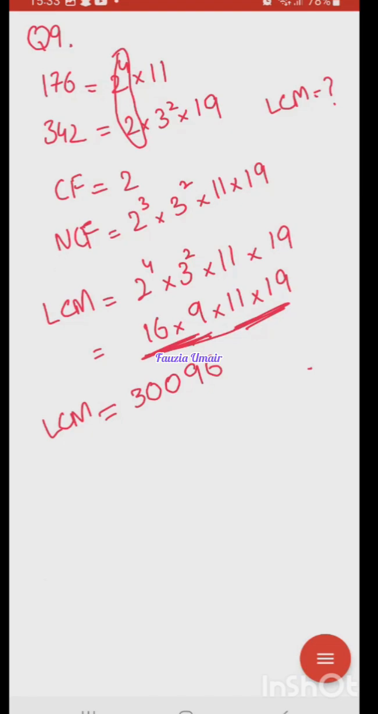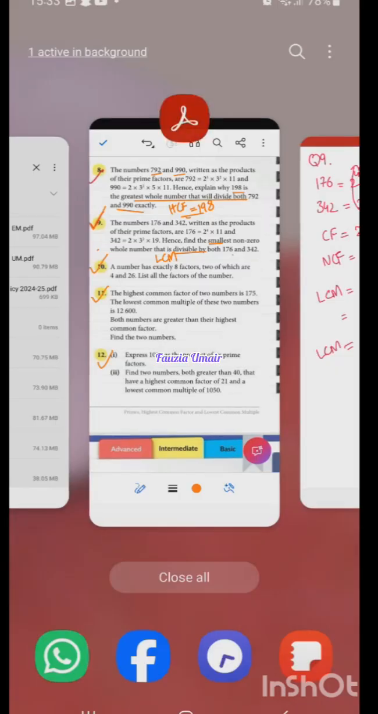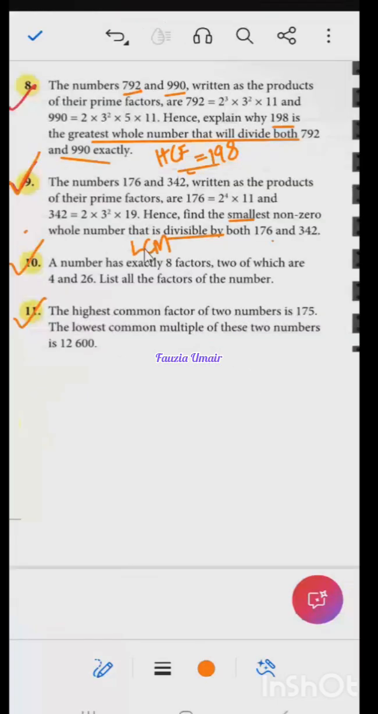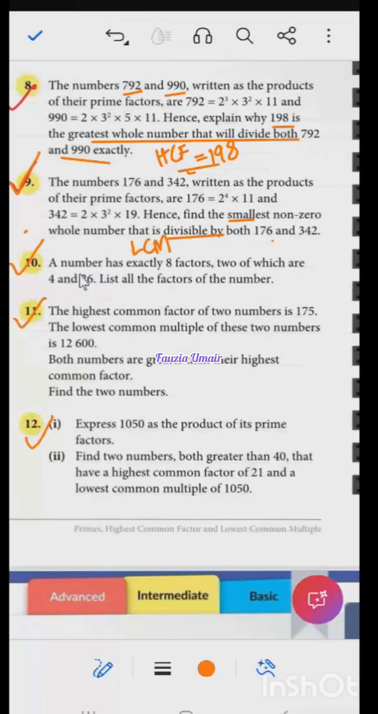Okay, ma'am. All right, so there is another one, I think the 10th question we need to do. Question number 10 is exactly like the question we did a while ago. So I will ask you how to solve it. A number has exactly 8 factors, 2 of which are 4 and 26. List all the factors of the number. So first we need to find the number.